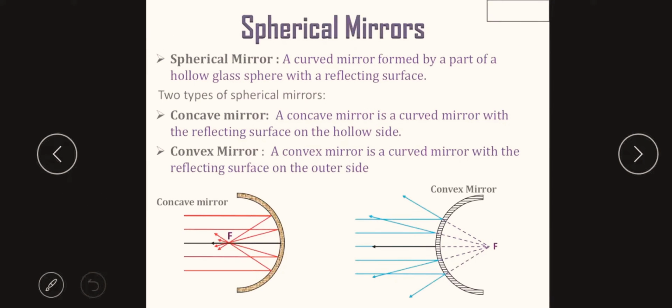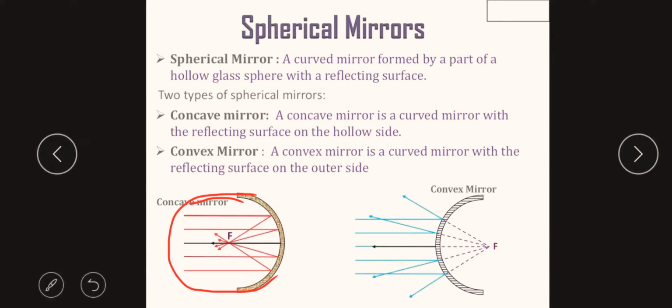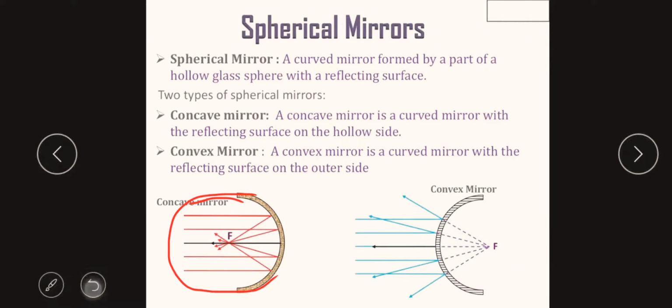See, imagine this is one complete hollow glass sphere. If you consider a part of this hollow glass sphere, we can call it a spherical mirror, and one surface should be a reflecting surface. This is what we can call a spherical mirror.